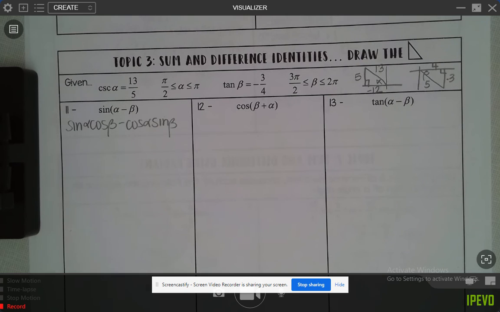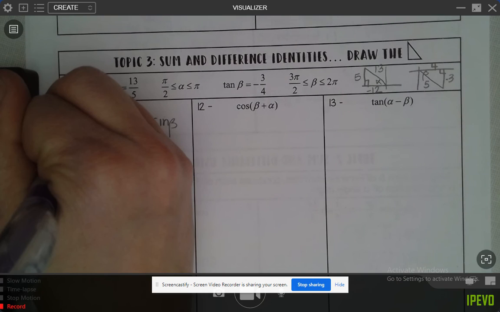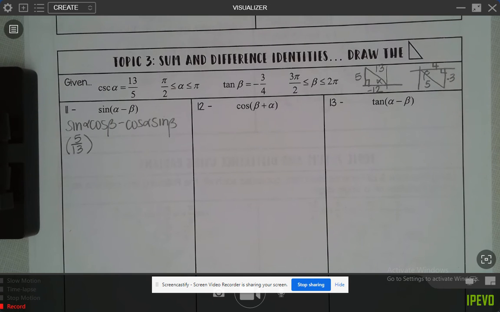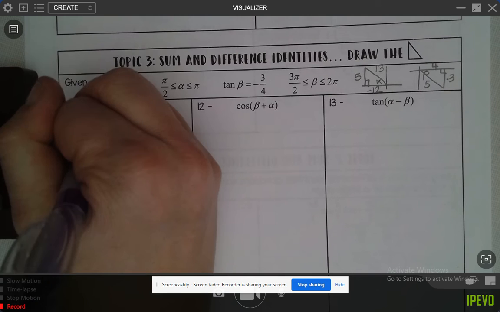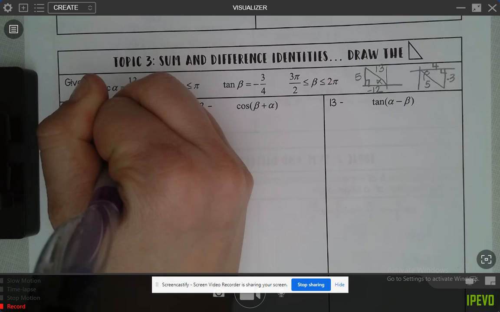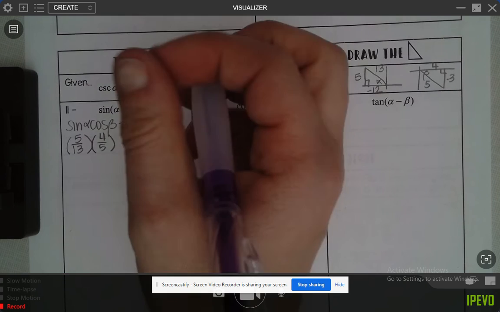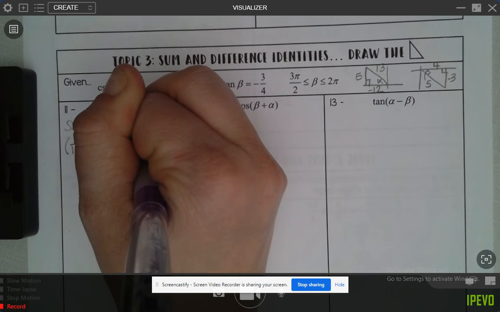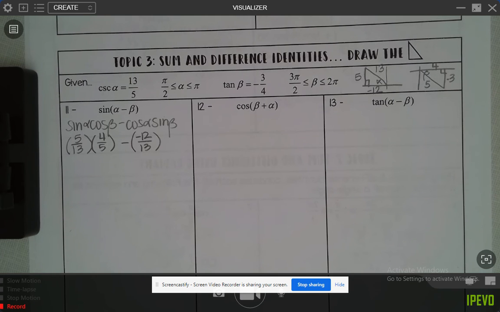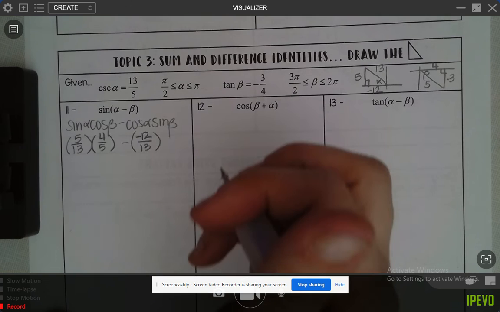Sine of alpha. What is the sine of alpha? 5/13. Agree or disagree? Opposite over hypotenuse, 5/13. What is the cosine of beta? Nope. Adjacent over hypotenuse, 4/5. Minus the cosine of alpha. Yep, negative 12/13. And the sine of beta is? Now say it. Negative 3/5.